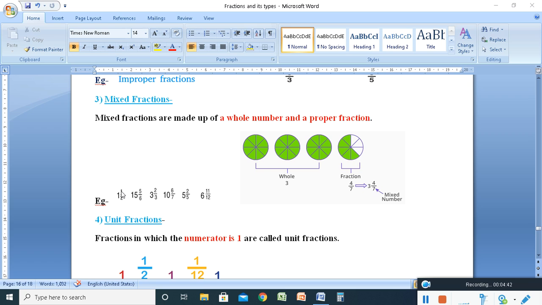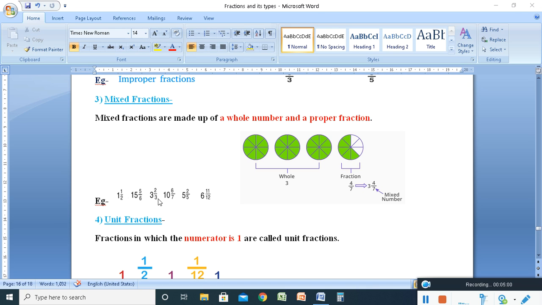I told you the first type, no? The first type of fraction, proper fraction, 1 by 2. Okay, look at the next number, 15, 5 by 6. So 15 is a whole number, and 5 by 6 is a proper fraction. Next, look at the third example here, 3, 2 by 3. 3 is a whole number.